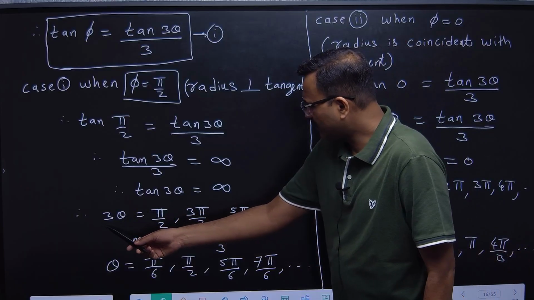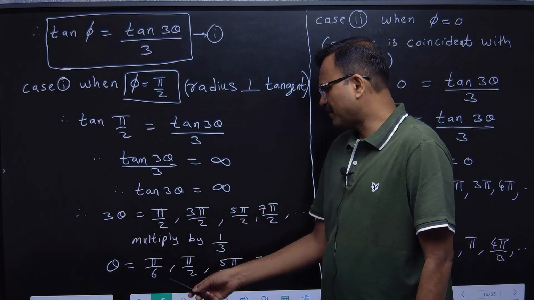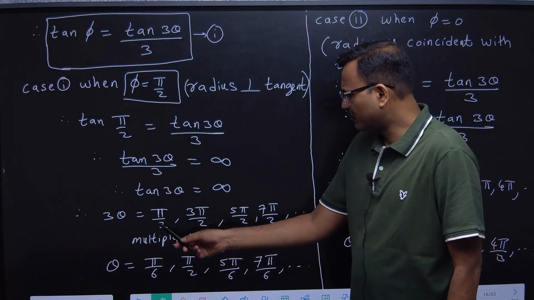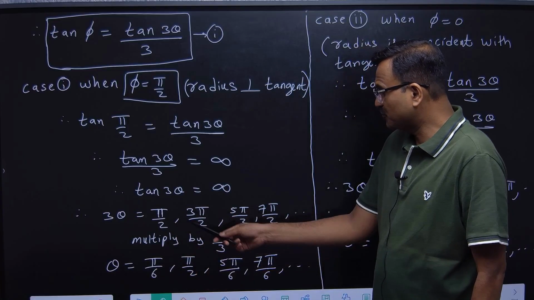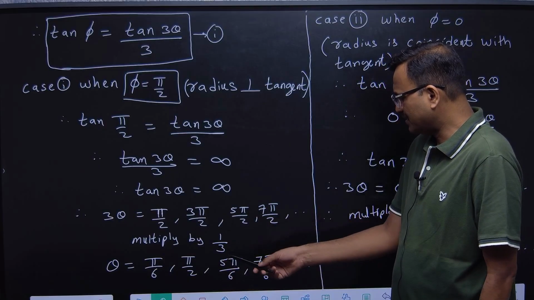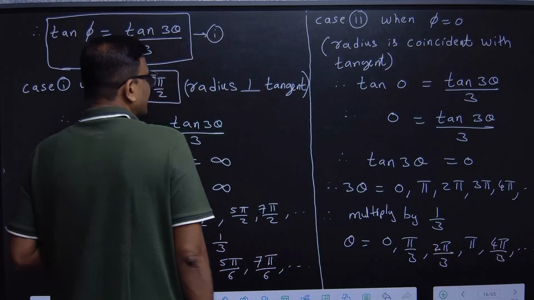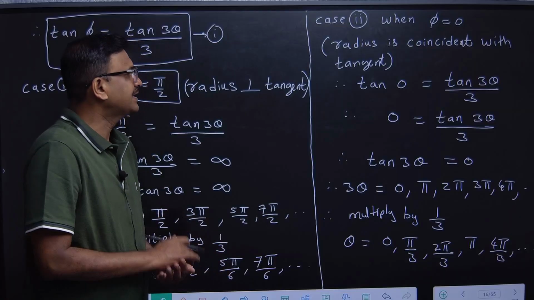Find the value of theta. If I multiply this whole equation by 1 upon 3, I'll get theta is pi by 6. 1 by 3 into pi by 2 becomes pi by 6. This 1 by 3 into 3 pi by 2 will become pi by 2. 1 by 3 into 5 pi by 2 will become 5 pi by 6, and so on. So these are the values of theta where phi is pi by 2. That means the radius is perpendicular to the tangent.